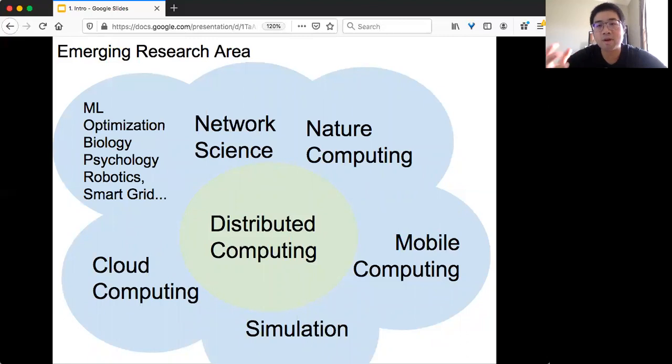And then even more advanced ones, you have large-scale machine learning, optimization, biology, psychology, robotics, smart grid, tons and tons. And then everything is related to distributed computing. So now I think it's a golden age to work on, or at least to know something about, distributed computing.